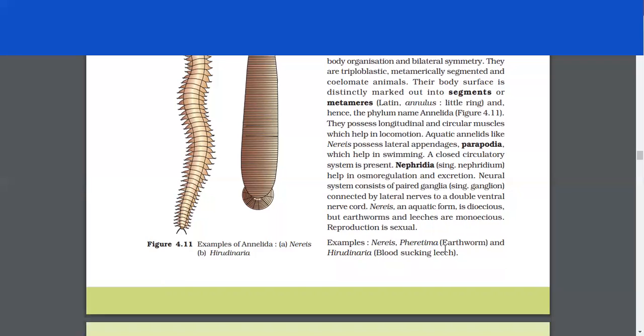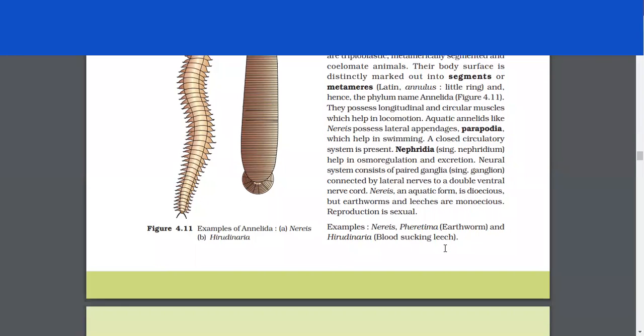A closed circulatory system is present. Nephridia help in osmoregulation and excretion. Neural system consists of paired ganglia connected by lateral nerves to a double ventral nerve cord. Nereis, an aquatic form, is dioecious, but earthworms and leeches are monoecious. Reproduction is sexual. Examples: Nereis, Pheretima, and Hirudinaria.